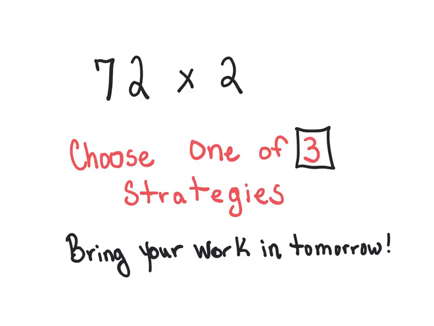Okay, you're going to choose one of the 3 strategies that you learned tonight for 72 times 2. And guys, I want to see your work tomorrow. Bring them in. And if you bring your work in tomorrow, you'll be leveling up on the board. So let's see it. Give it your best shot. 42 times 3. Choose one of the 3 strategies and make sure you bring in your work tomorrow so you can level up.